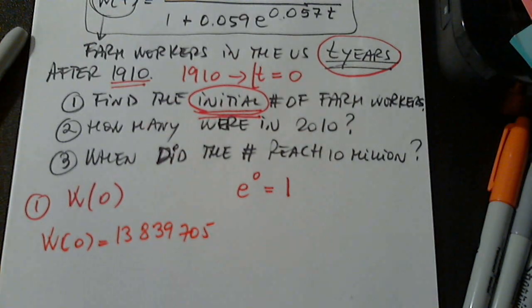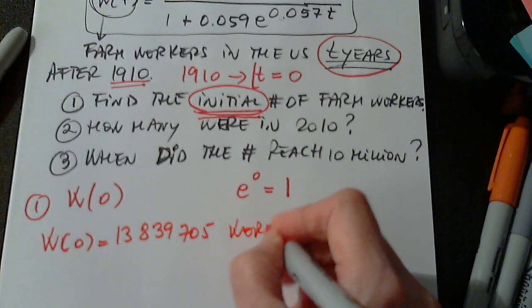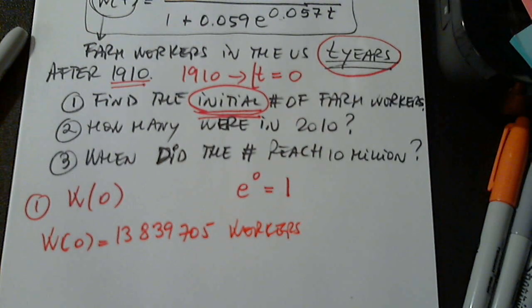13,839,705. It's number of people. I will disregard the rest myself unless they tell us otherwise. Okay, so workers. Good. Second question. So this was a piece of cake.